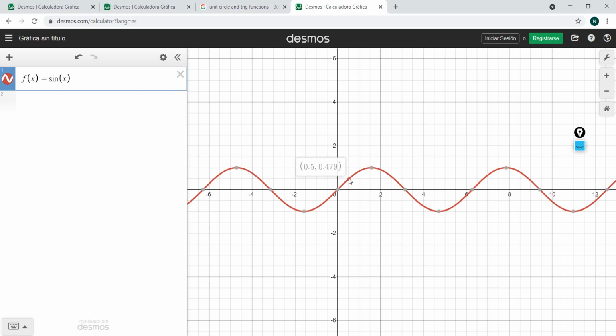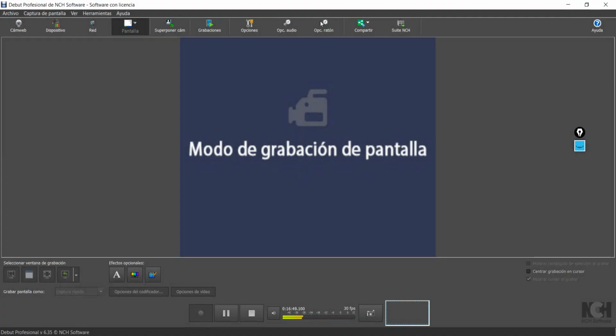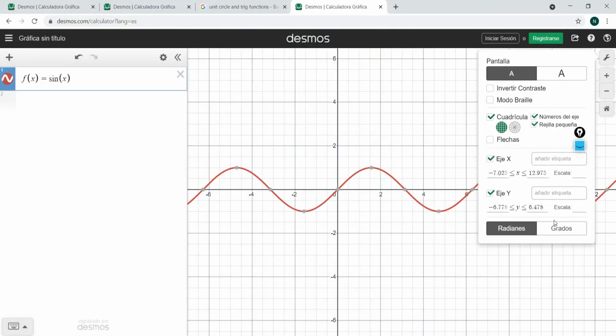Right there. But what did we get in here? Pi over 6, which is in this. Let me see if I can put this in radians, guys. Let's write in radians.